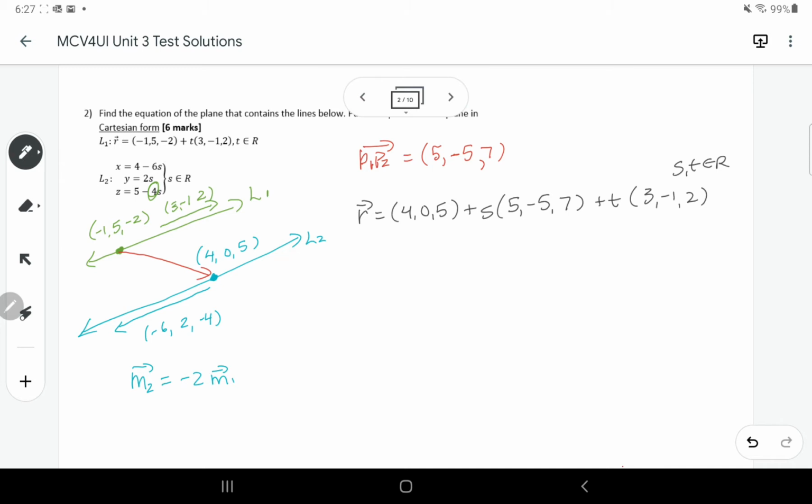Then we need to figure out the equation of this in Cartesian form. So we need to do the cross product of the 2 direction vectors to find the normal.